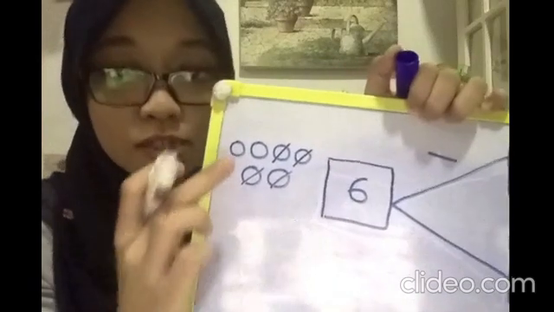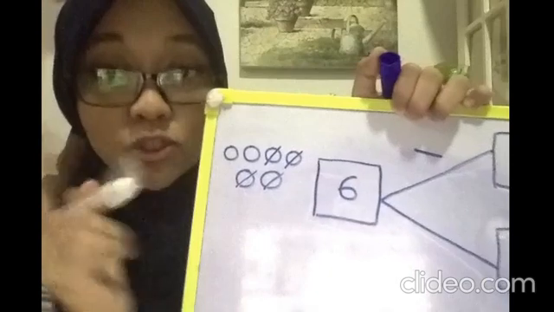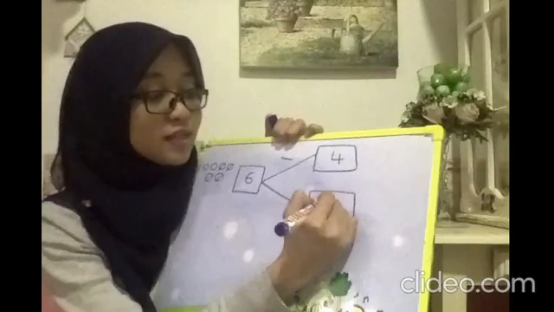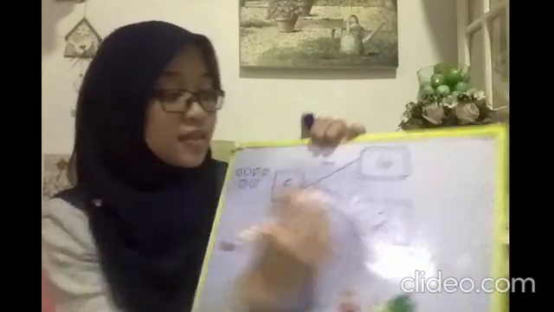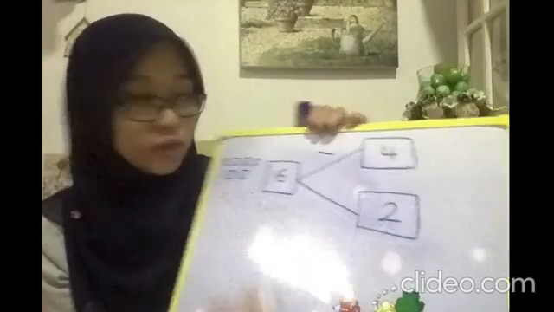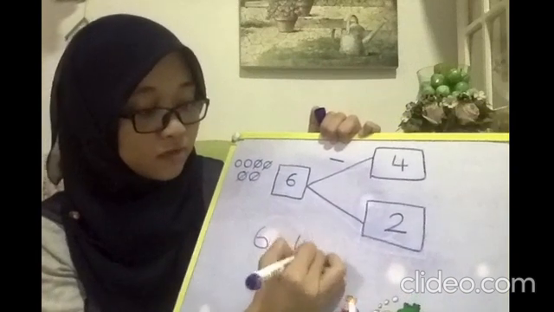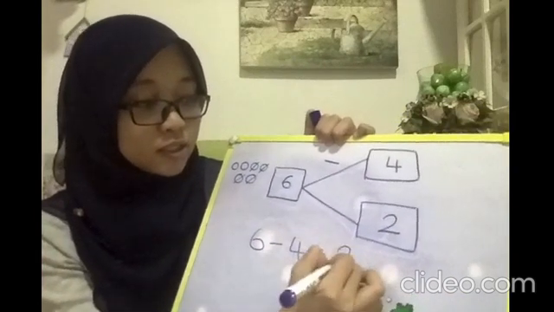I'm going to bring it closer to you. How many do we have left? How many do we have? 2 that we did not cross out. So that is the answer. 6 minus 4 equals 2. Okay? 6 minus 4 equals 2.